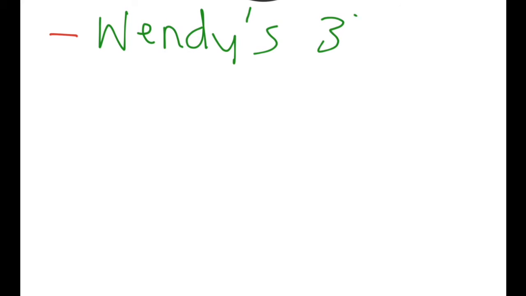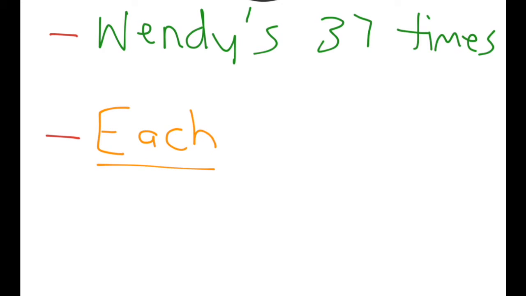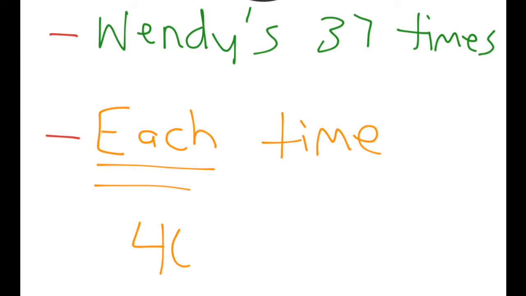So in this particular case, and in all word problems, it's a good thing to start out with thinking about what we know. So in this particular problem, we know that I went to Wendy's 37 times. And the other big piece of information that we know is that every time I went there, and I like to write this keyword as each, and I'm going to underline that because that's an important word. Each time that I went there, I got 40 nuggets.